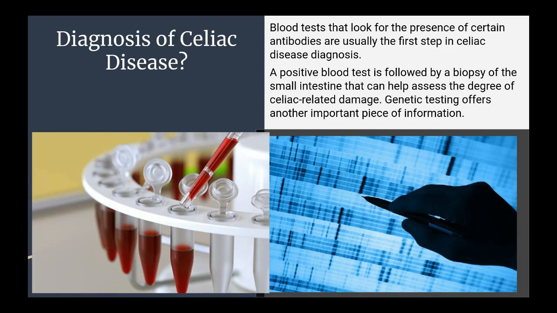How is it detected? Blood tests that look for the presence of certain antibodies are usually the first step in celiac disease diagnosis. A positive blood test is followed by a biopsy of the small intestine that can help assess the degree of celiac-related damage. Genetic testing offers another important piece of information.